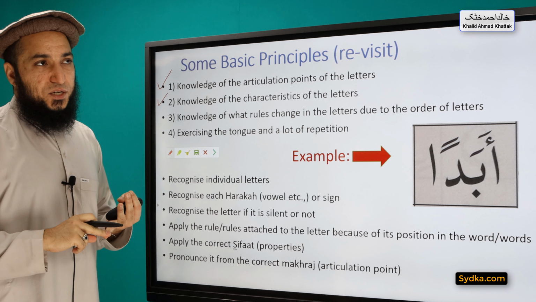So the next word we have is humazatin, and it has 4 syllables. The first syllable is ha dhammahu. Ha is not silent, it has dhamma, and ha is a light letter. Ha dhammahu. The second syllable is mim fatha ma. Mim is not silent, it has fatha, and mim is a light letter. Mim fatha ma.